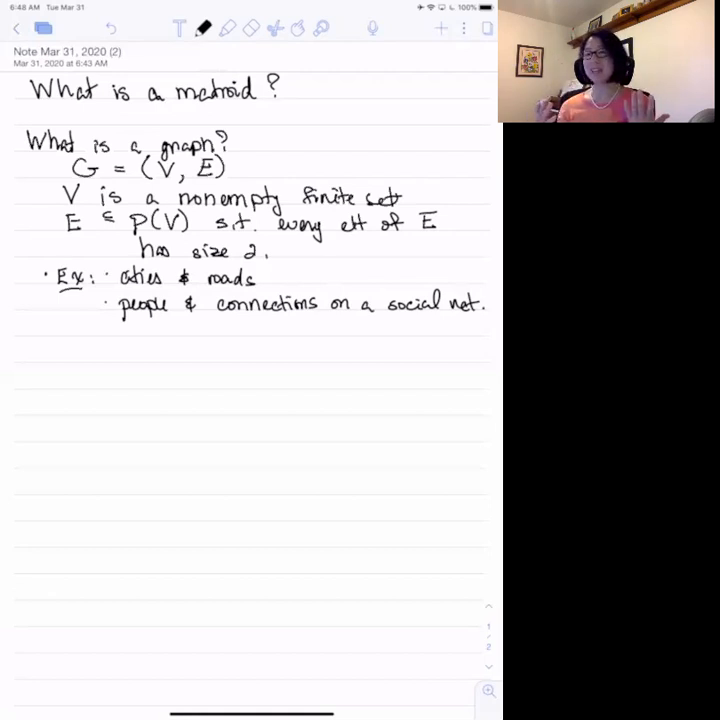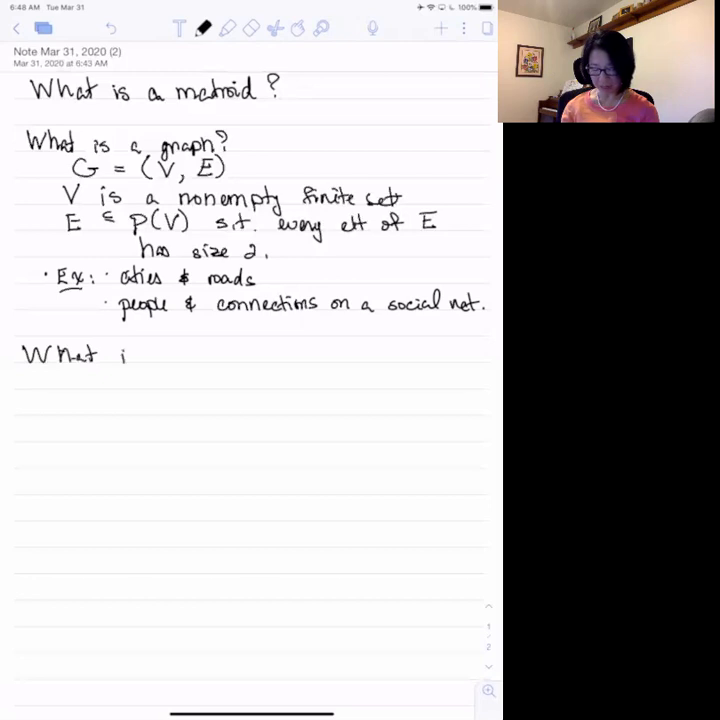There are so many things that are sets of things, and some pairs of them are connected, right? So a graph is this very abstract thing. It's a set and a subset of its power set, where those subsets have to satisfy some condition, and it's that they all have size 2.